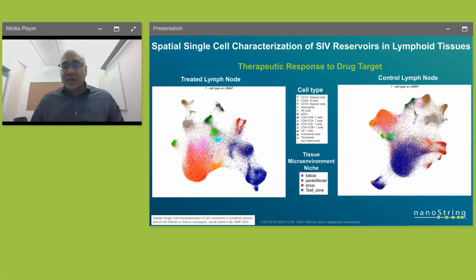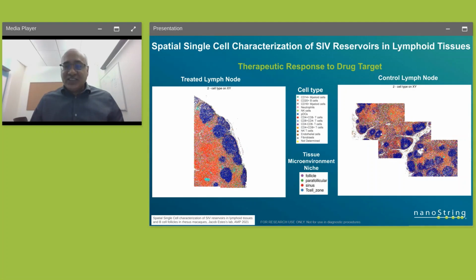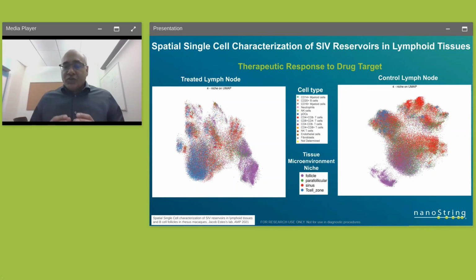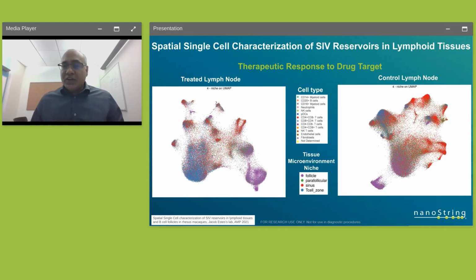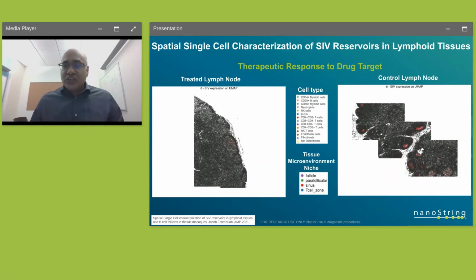As an example, this is a study done by Jake Estes' lab from OHSU. They are interested in understanding the effect of a certain pharmaceutical drug on SIV infection. They used CosMx to analyze treated and control lymph nodes of SIV-infected rhesus monkeys. CosMx detected 14 different cell types and 4 tissue microenvironment niches in a lymph node tissue.